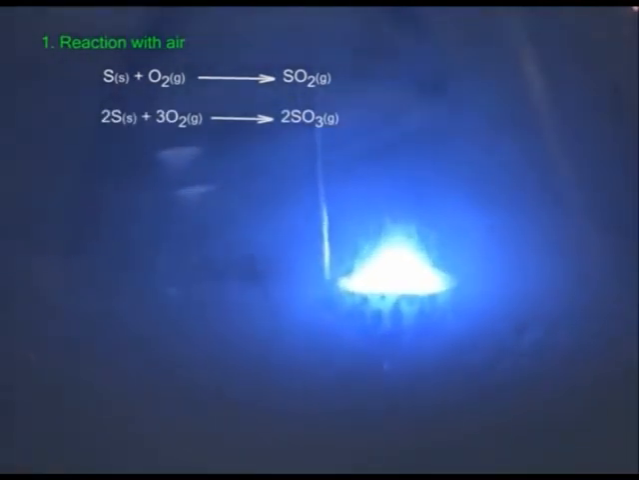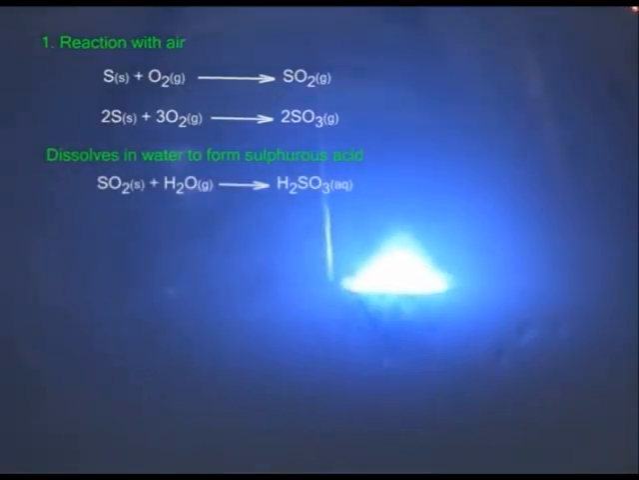Traces of sulfur 6 oxide are also formed. The sulfur dioxide dissolves in water to form sulfurous acid.